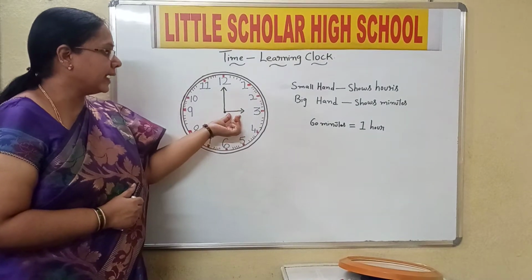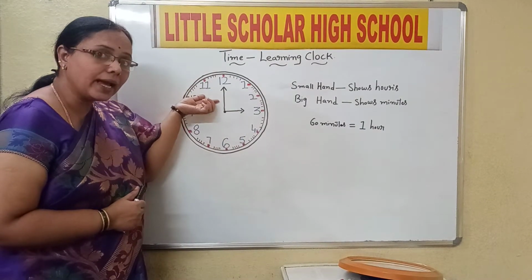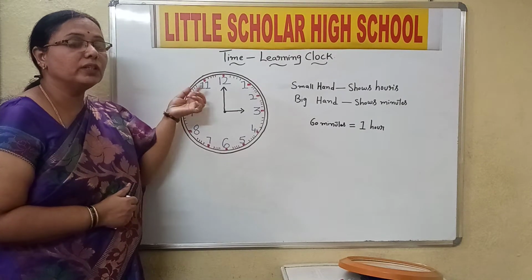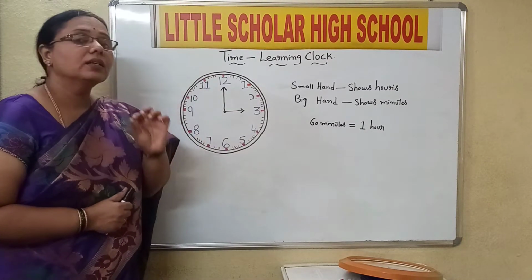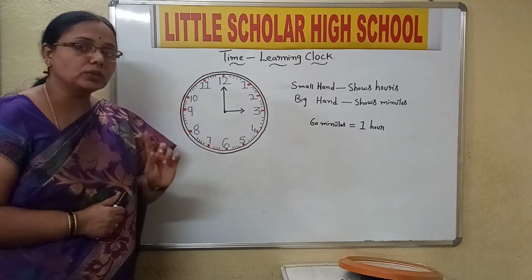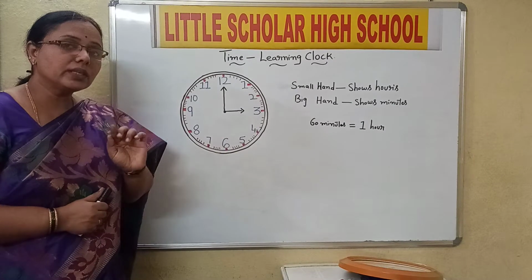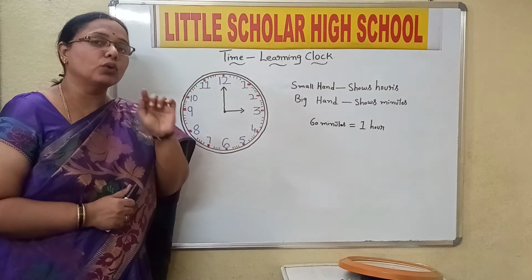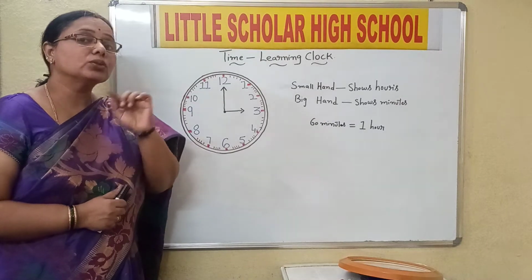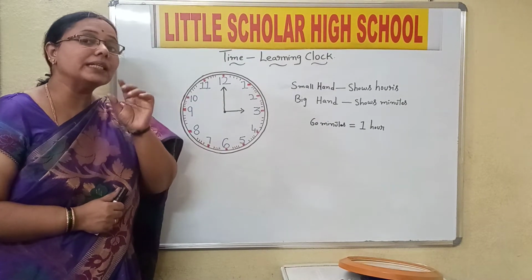Okay, children. Then, this is the big hand. Then what is this big hand showing? The big hand will show the minutes. So what does the big hand show? The big hand shows the minutes. Like we say, no, like it is 4:10, 4:15, 4:20. So what is it? 10, 15, 20, that is minutes.